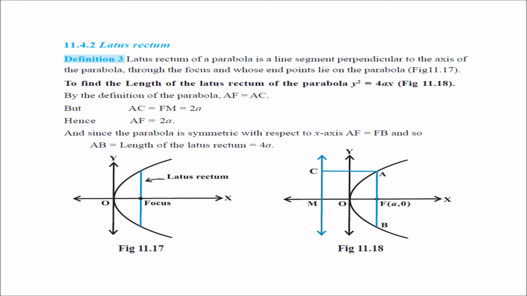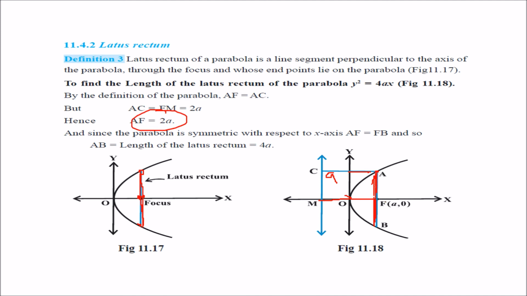Now come to the latus rectum. What is the latus rectum? The latus rectum is nothing but a line which is passing through the focus and whose endpoints are on the parabola. So this is your latus rectum. How are you going to find out the length of the latus rectum? See, this is a. Let us take this point. This is also a, and this is also a. So a plus a is 2a. So AF is 2a.